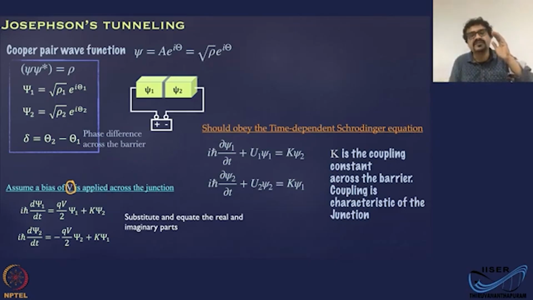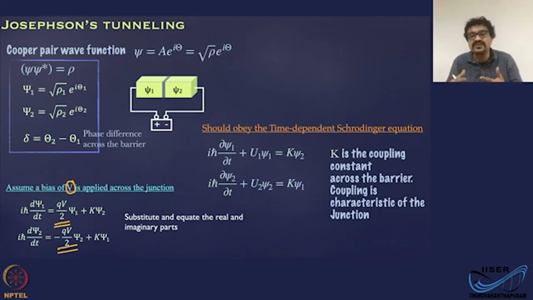Okay. Half of that is on the right side, half of that on the left side. Here, that is the energy. So this is up, this is down, and 0 is in the middle. So U1 is QV by 2 and U2 is minus QV by 2, where Q is the charge. Here Q should be 2e.